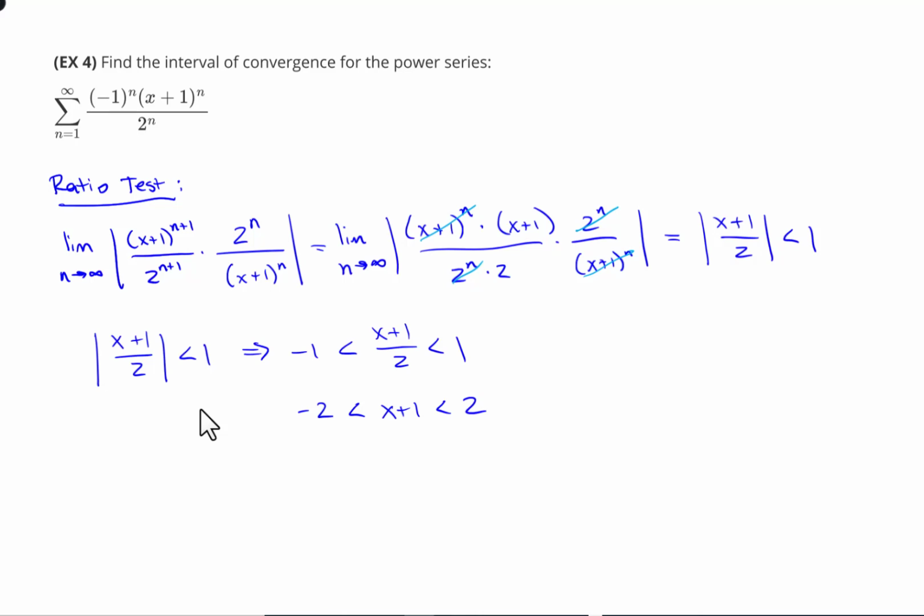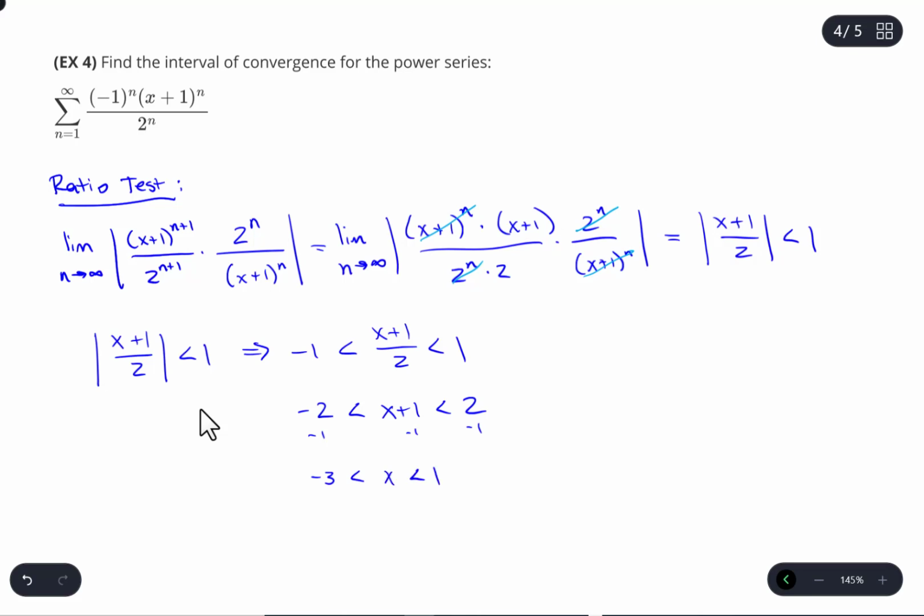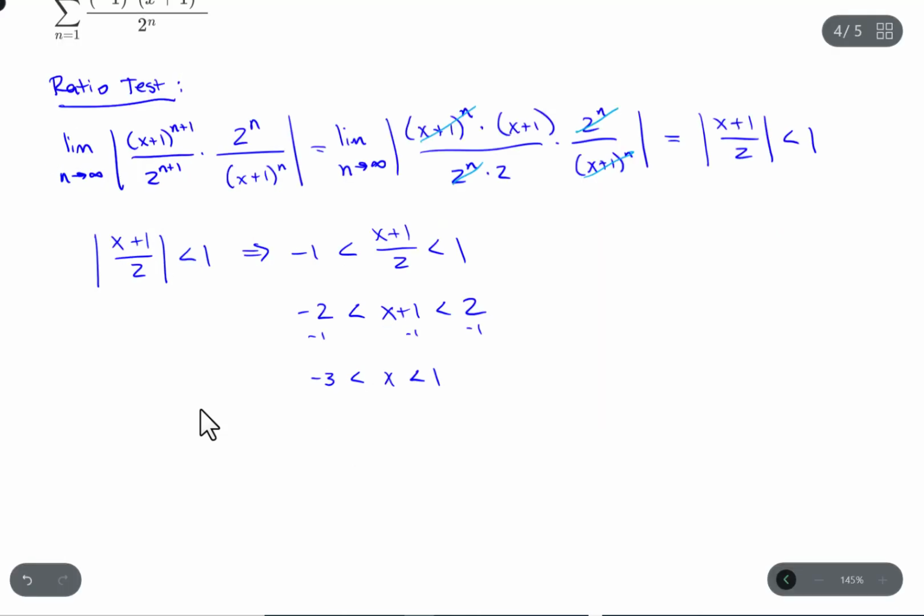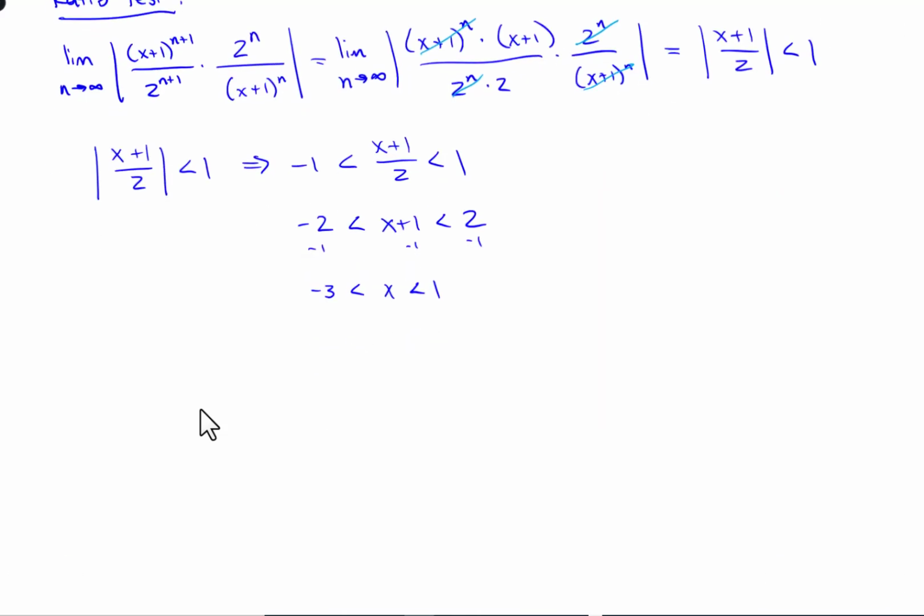And then that effectively tells me my radius of convergence is actually 2, but the only thing that really matters is whether it's 0, infinity, or something in between. You don't actually have to solve for the radius of convergence generally. Next up, if I subtract 1 from all parts here, this would be -3 less than x less than 1. So my interval of convergence is basically going to be the interval from -3 to 1, but I do need to check to see if either of these endpoints converge or not.